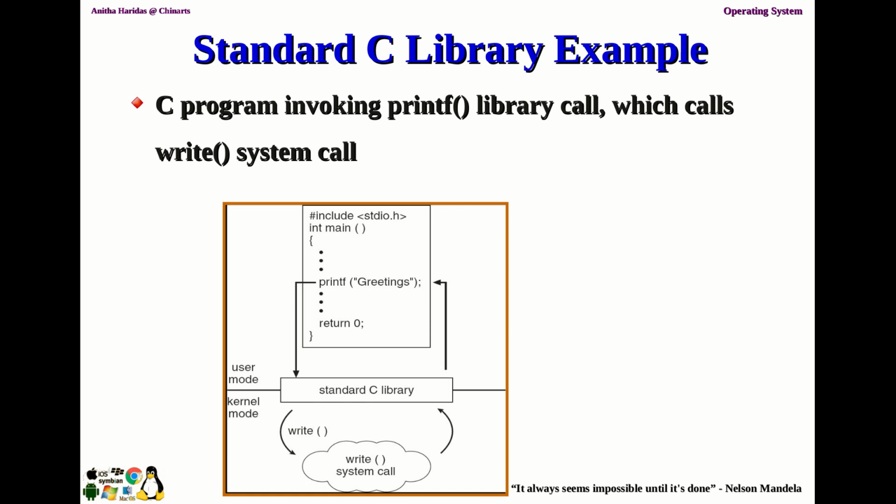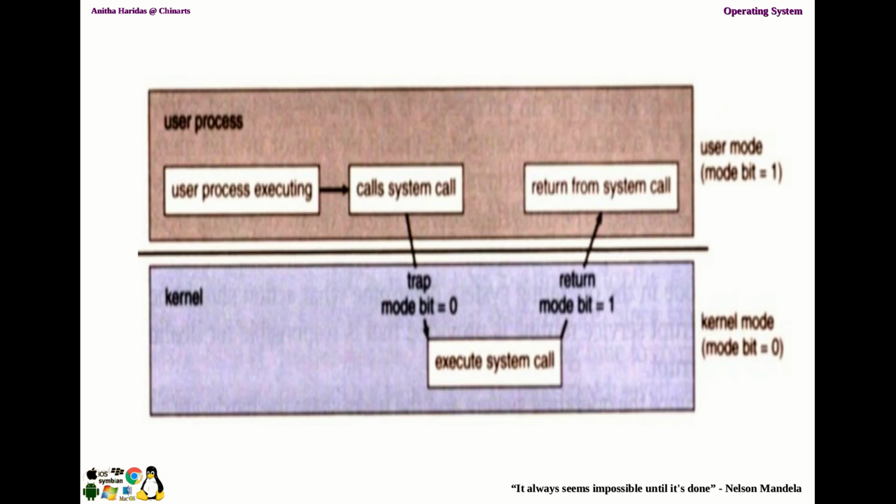It may be a program execution service, it may be a communication service, it may be an input output operation service, it may be a file manipulation service. For all these services, we have system calls which will be invoking the service of the operating system.